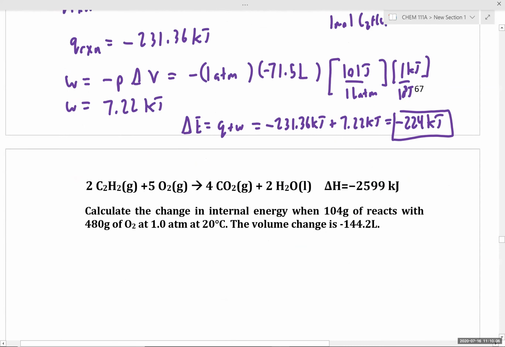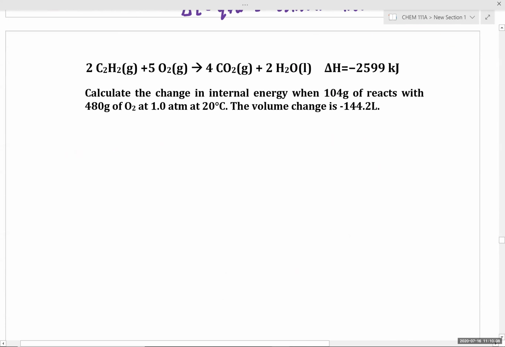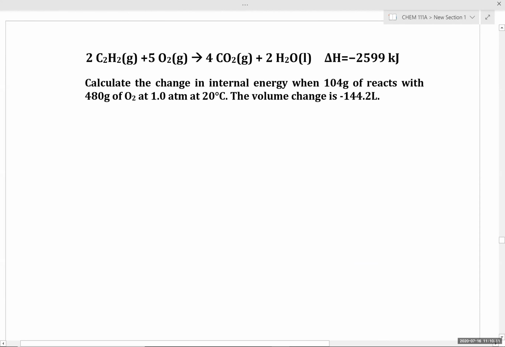Okay, if not, let's take a look at the following problem. I'd like you to calculate the change in internal energy when 104 grams of acetylene reacts with 480 grams of oxygen at 1 atmosphere and 20 degrees Celsius. Our volume change is negative 144.2 liters. Let's spend about 6 to 7 minutes on this example, and then we'll come together as a group to discuss.